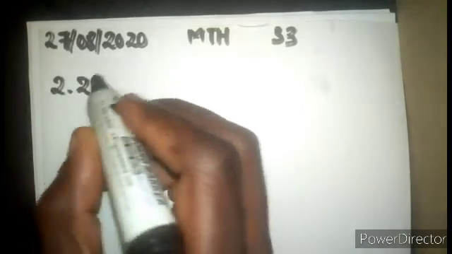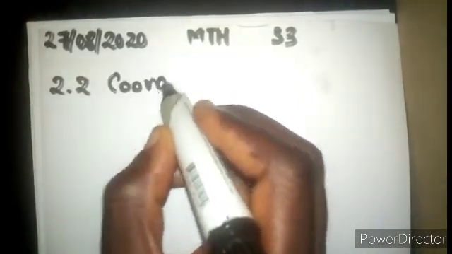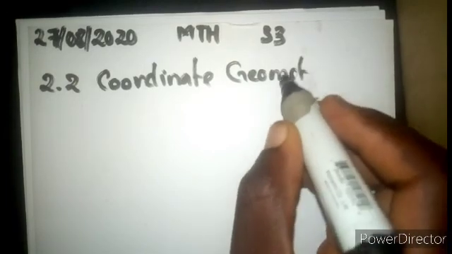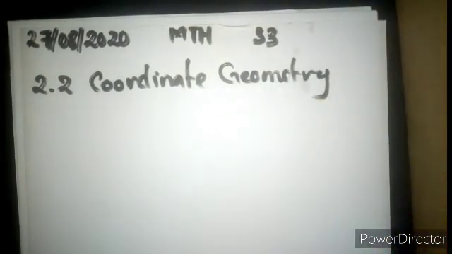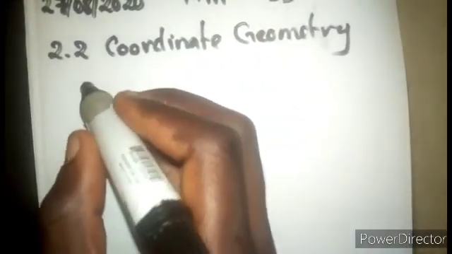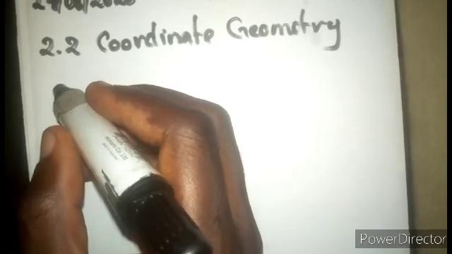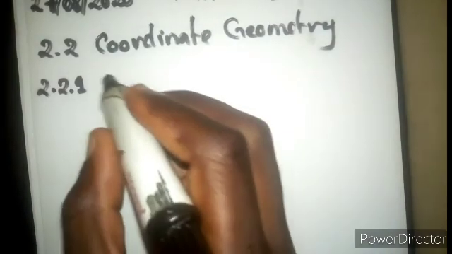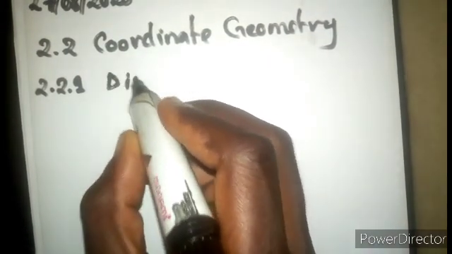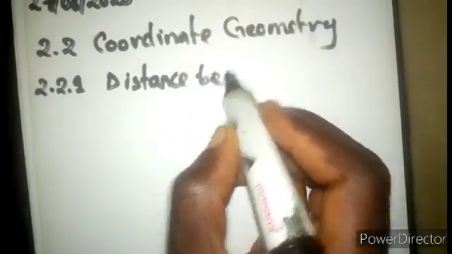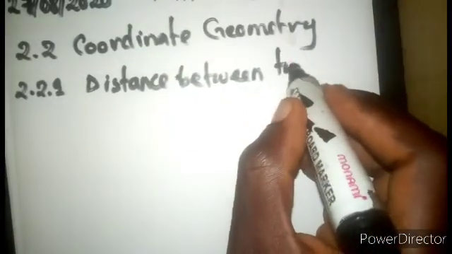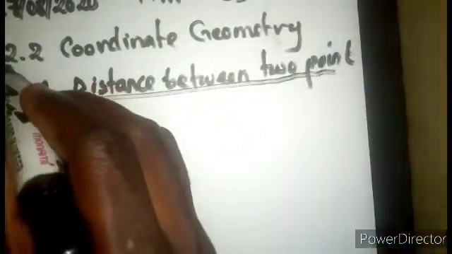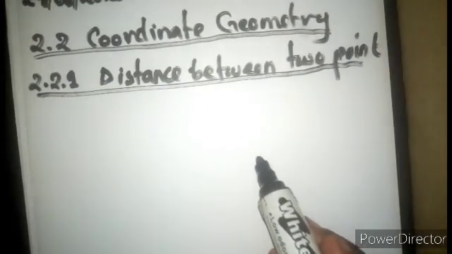So 2.2, we are going to talk about coordinate geometry. Now, under coordinate geometry, we say 2.2.1. We'll see the distance between 2 points. Distance between 2 points.